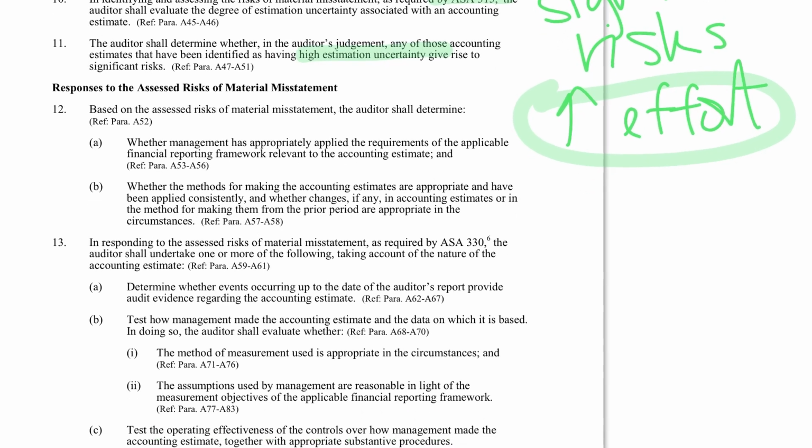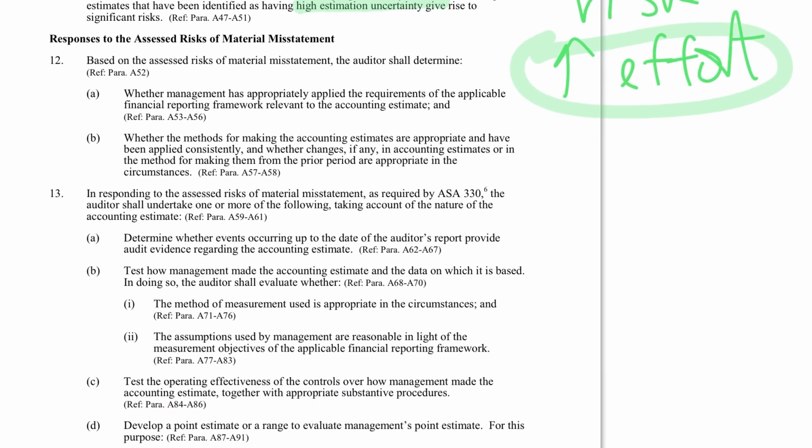Now, based on the risk, and if it is something that is quite risky, then I do need to do a few things. Have they applied the right accounting standard? That's the first one. And then let's look at their methods and determine whether that method is actually appropriate. So going back through again the model, the assumptions, etc., to determine whether that's okay. Now, we might test how management made the estimate. So we could look at two different things: the method of measurement used and the assumptions. So we will do two things.